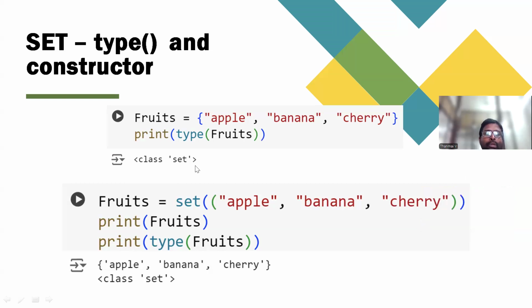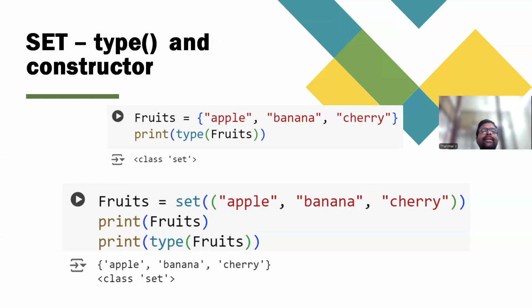And one more thing. Till now we discussed how we initialize and represent a set. We can represent a set with the name of the set equal to an opening curly bracket and a closing curly bracket, and within the brackets you write the elements, all separated by commas. That's what we discussed till now. And there is another way of representing a set also.